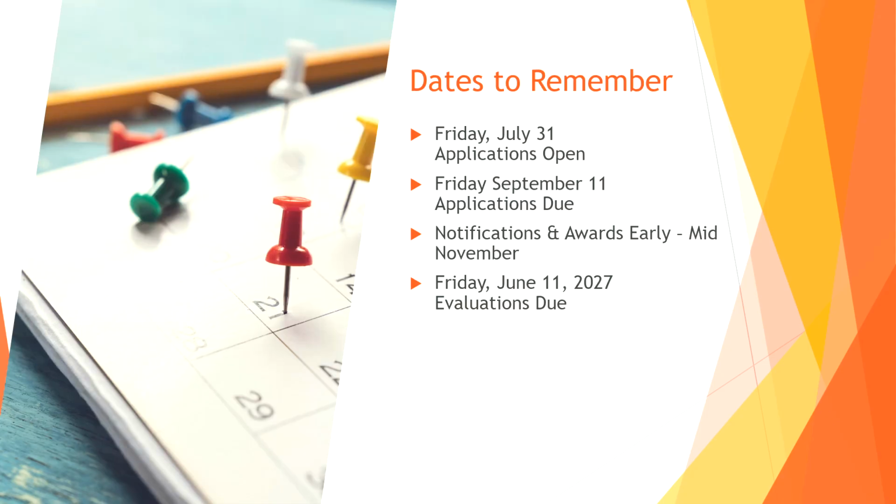So this slide just has some of the important dates to remember. The applications for the fall grant cycle will open on this Friday, July 31st. They will be due Friday, September 11th. And then you'll be notified early to mid-November if your organization is receiving an award. And then evaluations will be due by June 11th of next year.